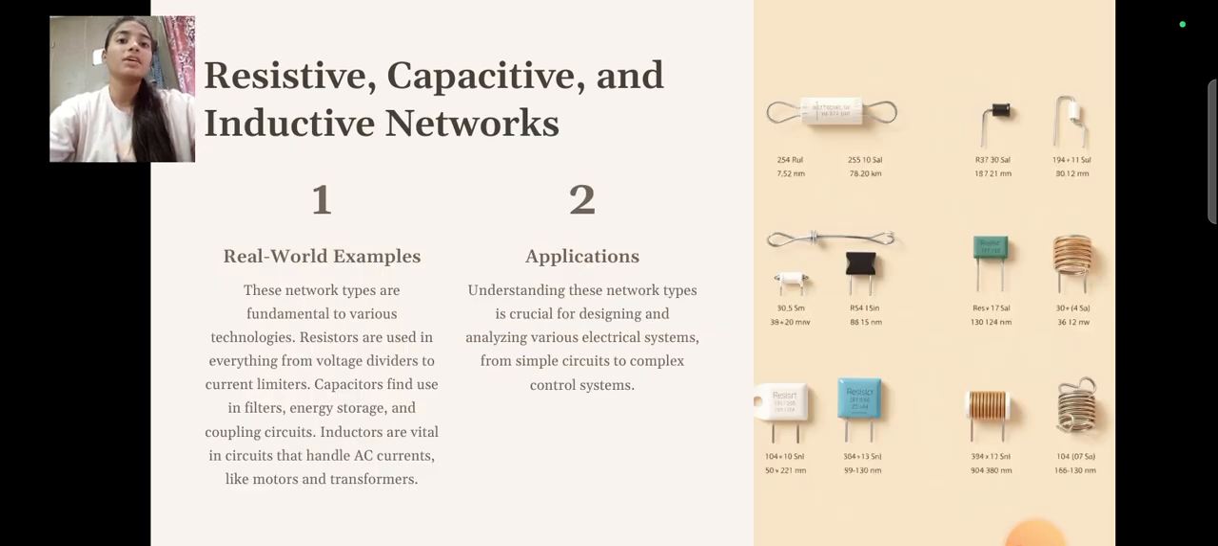Resistive, capacitive, and inductive networks. Real world examples. These network types are fundamental to various technologies. Resistors are used in everything from voltage dividers to current limiters. Capacitors find use in filters, energy storage, and coupling circuits. Inductors are vital in circuits that handle AC currents, like motors and transformers. Applications. Understanding these network types is crucial for designing and analyzing various electrical systems, from simple circuits to complex control systems.